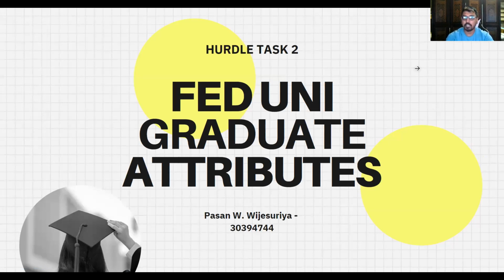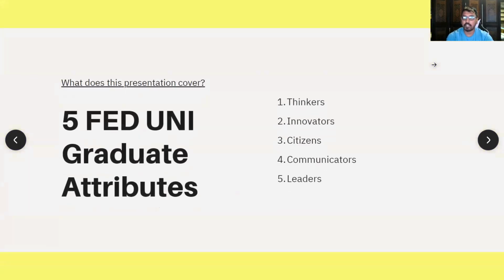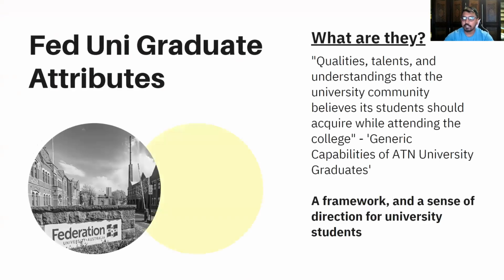But first, let me introduce the five Fed Uni graduate attributes as mentioned in the Bowden generic capabilities of university graduates, which is thinkers, innovators, citizens, communicators, and leaders. And in Federation University, it is considered the qualities, talents, and the understanding that the university community believes its students should acquire while attending the college.